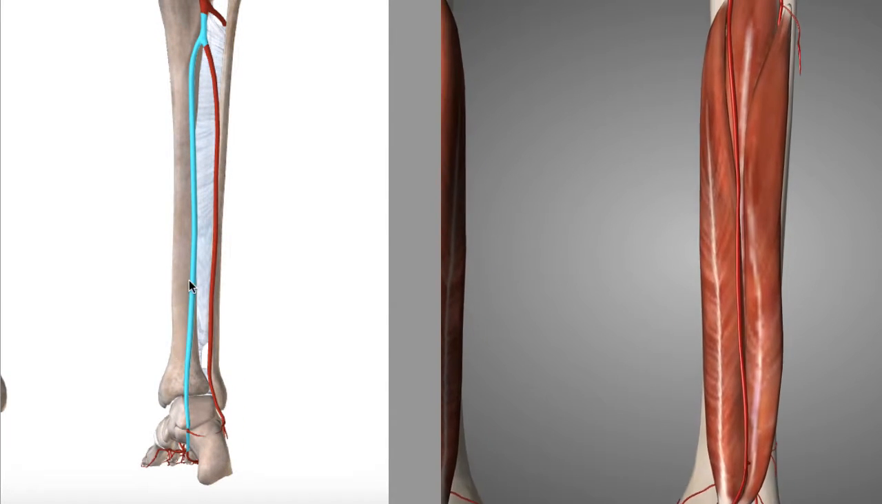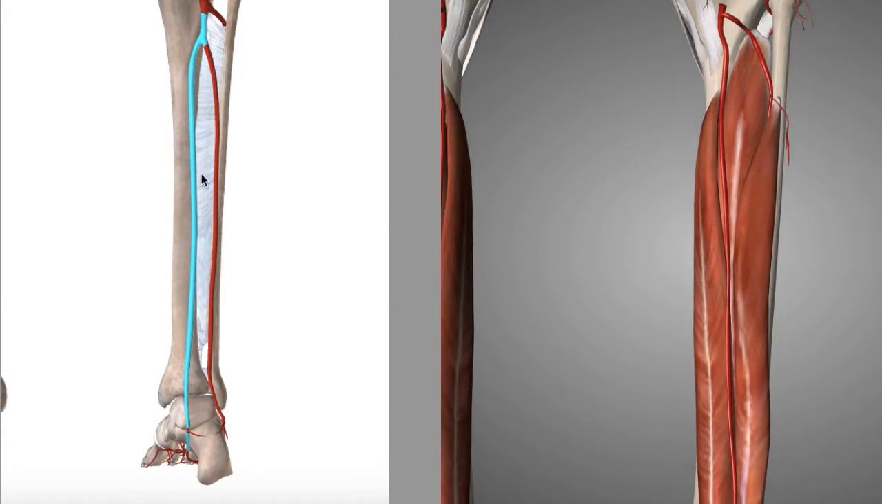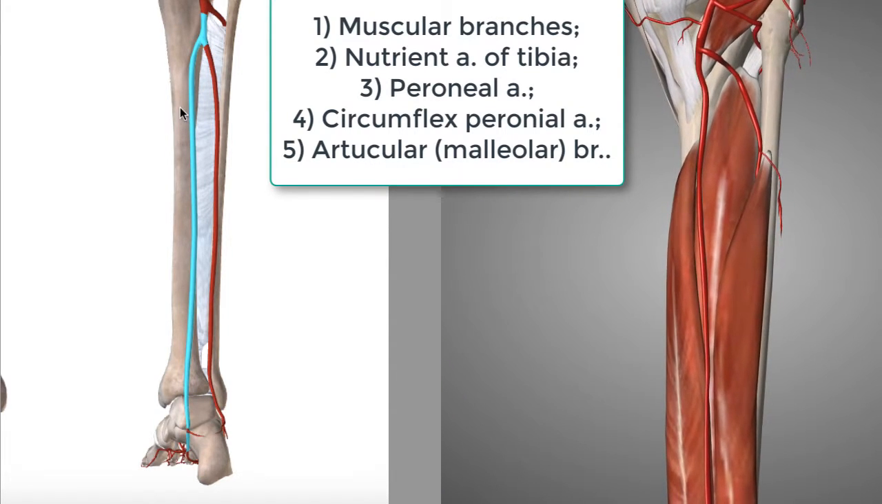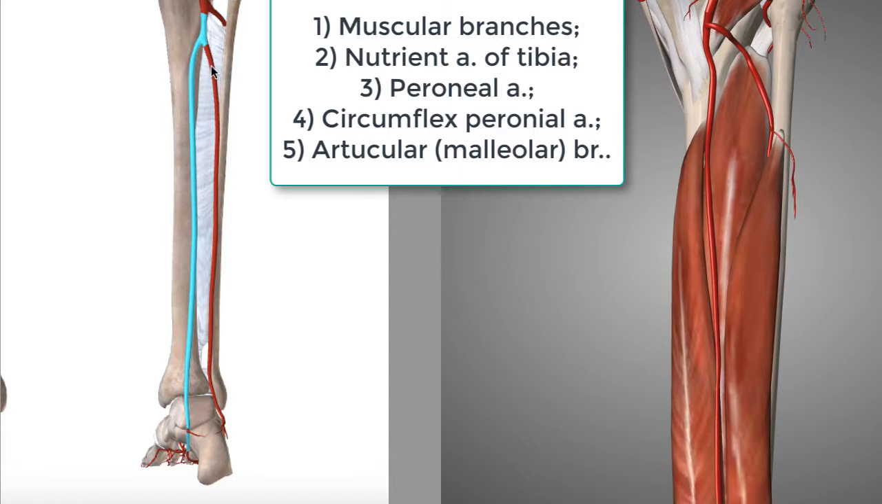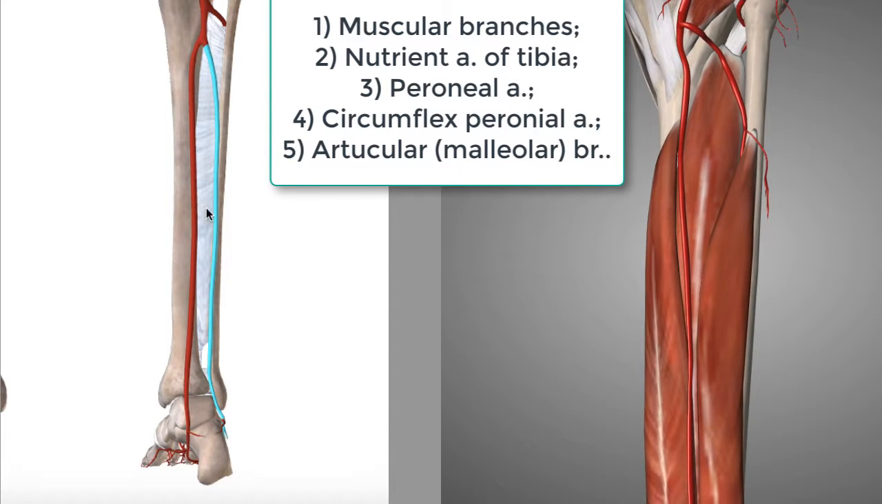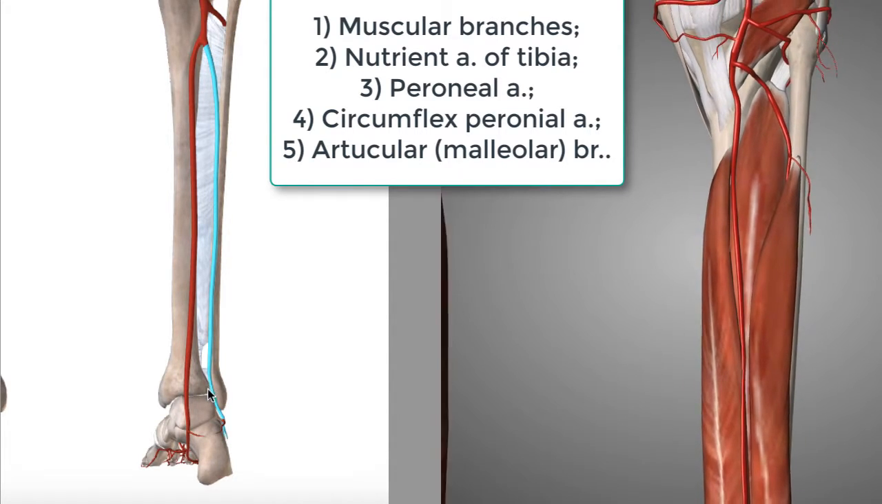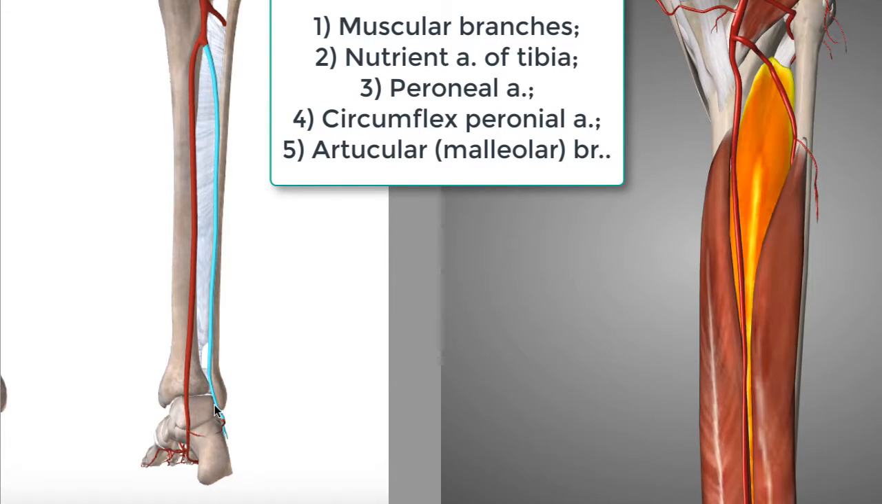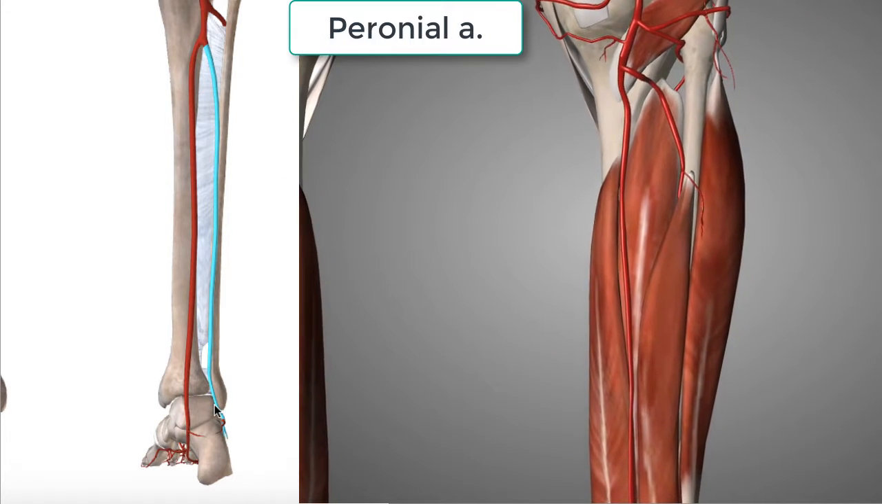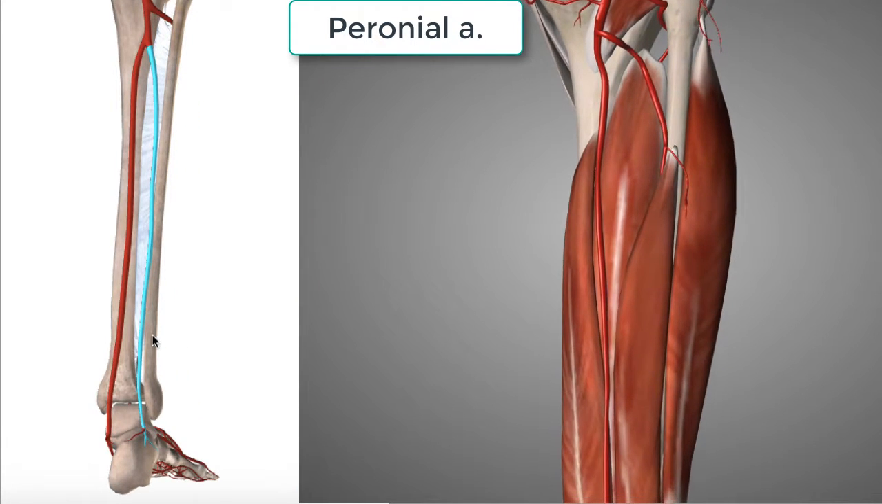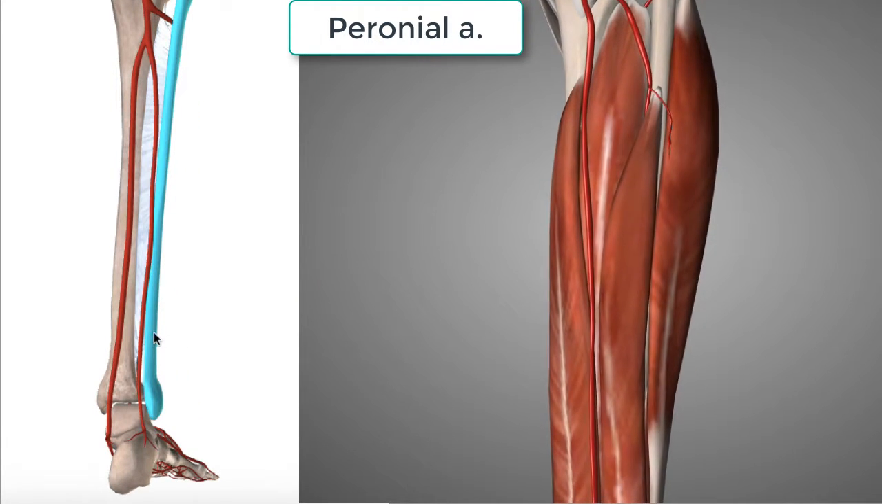The branches of the posterior tibial artery in the leg are the muscular branches, which are numerous and supply the muscles of the posterior compartment of the leg, the nutrient artery to the tibia, the peroneal artery, the circumflex fibular artery, and the posterior medial malleolar artery. The peroneal artery is the largest one. It arises close to the origin of the posterior tibial artery.